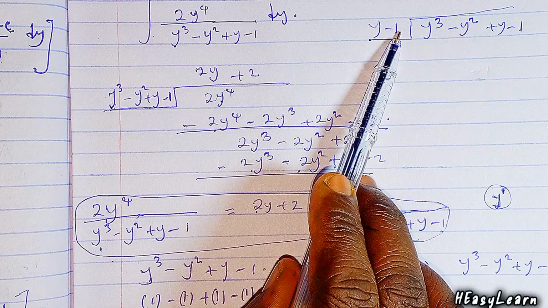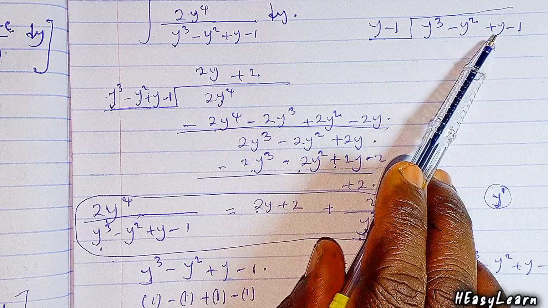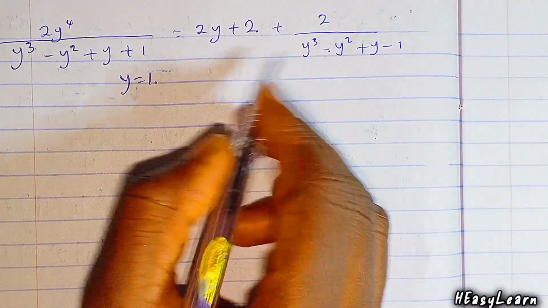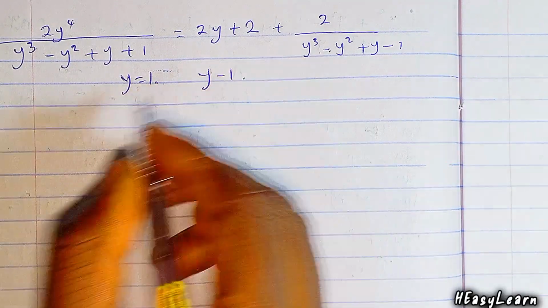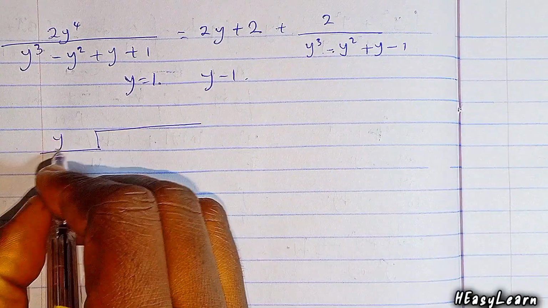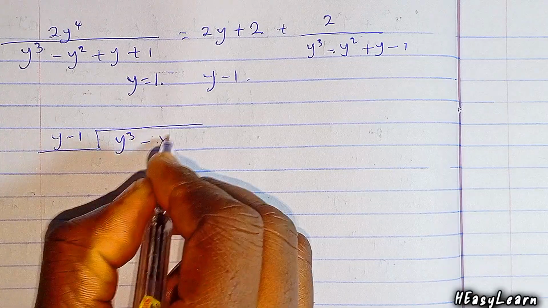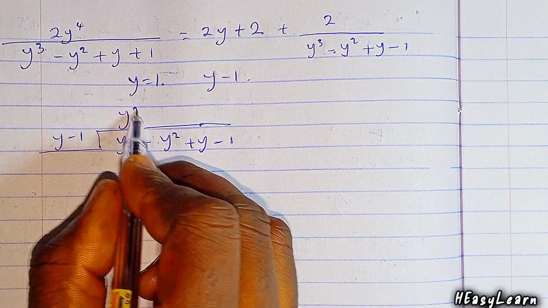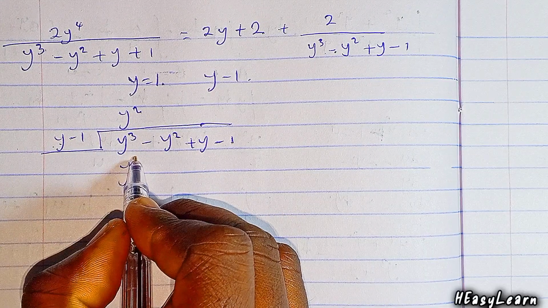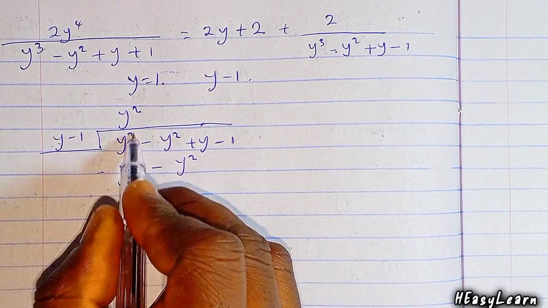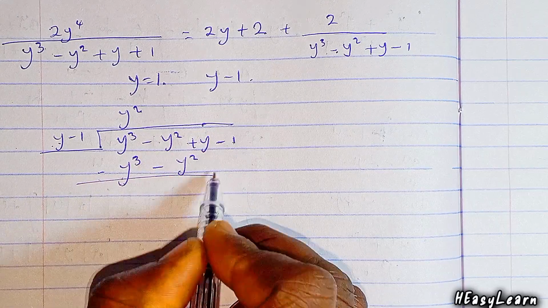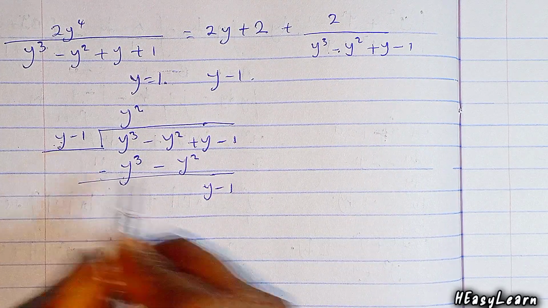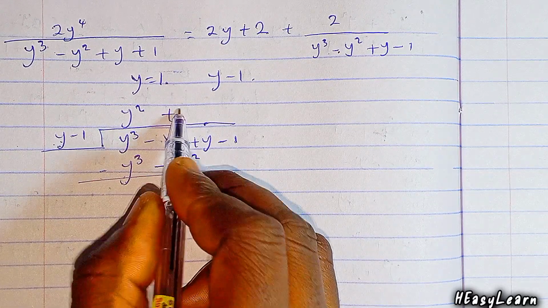Y minus 1 to reduce y cubed minus y squared plus y minus 1. So y equals 1 is a zero of the denominator. Y minus 1 is a factor of the denominator. We are going to use y minus 1 to reduce y cubed minus y squared plus y minus 1. Y will reduce here. We have y squared. Y squared multiplied by y, we have y cubed minus y squared. Reduce. We have 0. Here will be 0. And we are left with what? Y minus 1. Y divided here, we have plus 1.